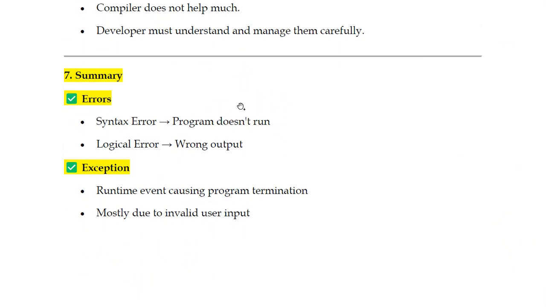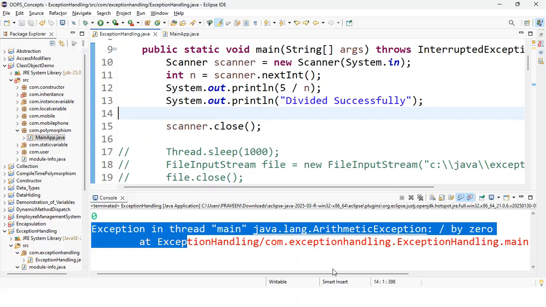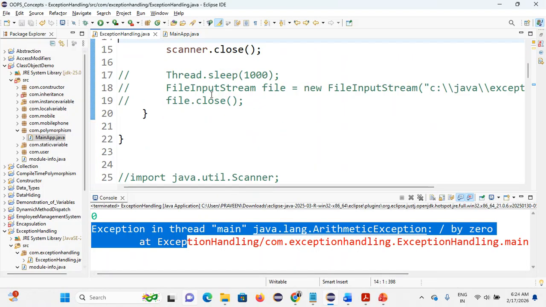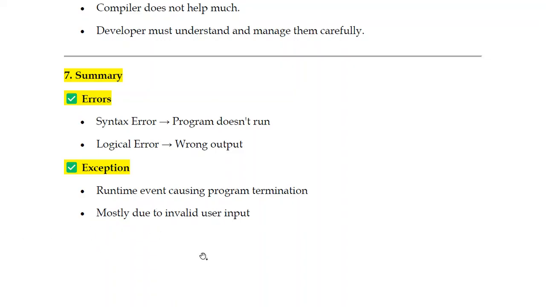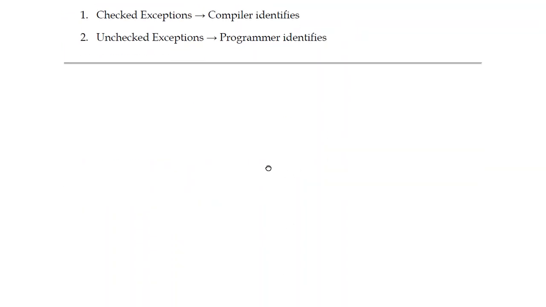Errors are syntax errors and logic errors. They come under the programmer or developer's responsibility. But exceptions are purely on the user input side. If the user gives invalid input, that is where an exception may occur. It is a runtime event that causes program termination, stopping the remaining lines of code. So you should be aware of that. In future it should also be handled. If that exception occurs, the program should not crash.